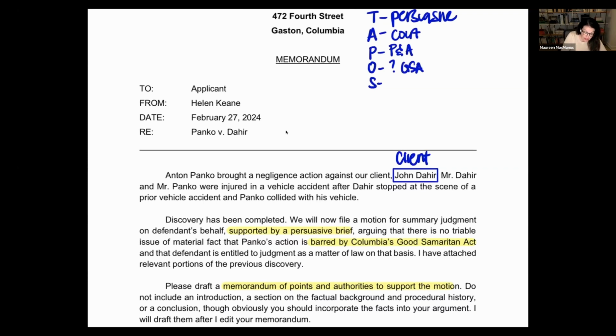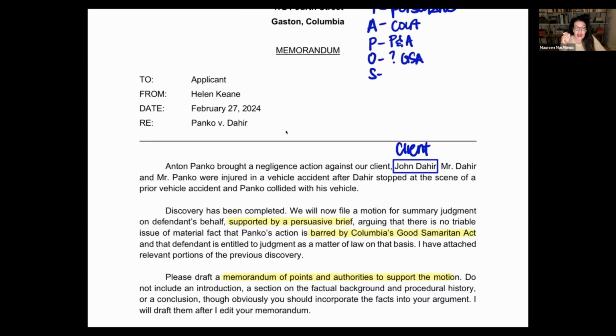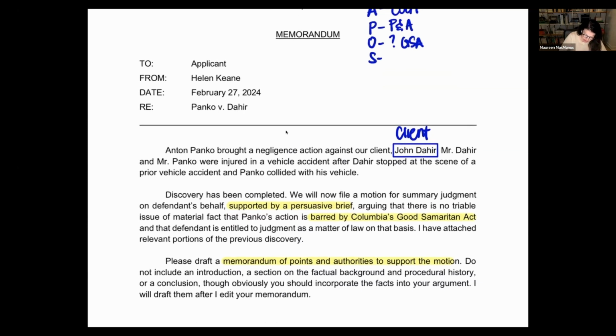I've been having meetings with people and looking at their materials. A lot of people thought that they should do, there's no triable issue of material fact, that Panko's action is barred by Colombia's Good Samaritan Act. So they did this as one issue. And then there was an "and" here, which I get why you would break it down this way. And 2, the defendant's entitled to judgment as a matter of law on that basis.